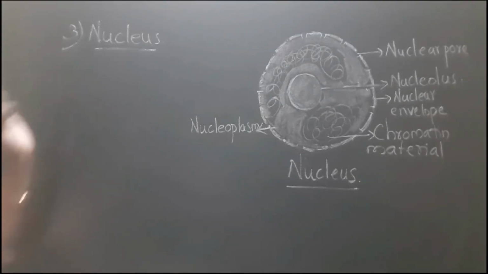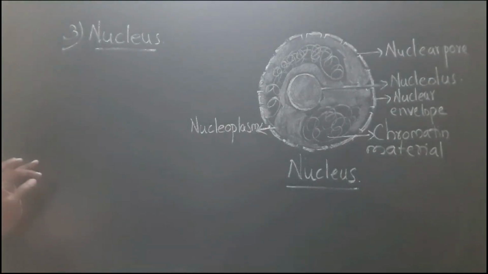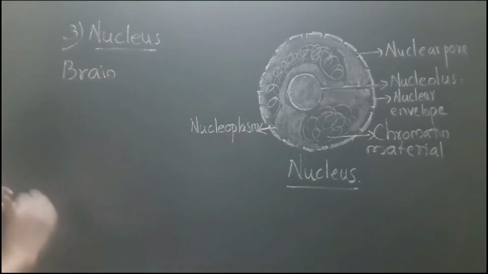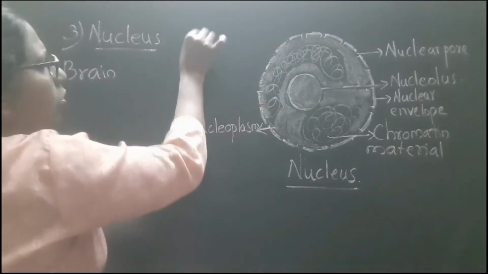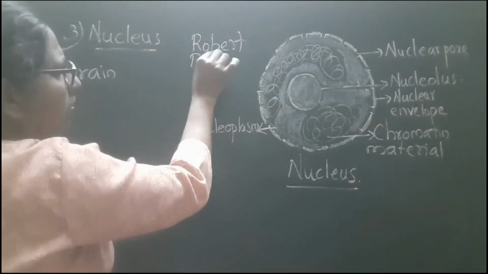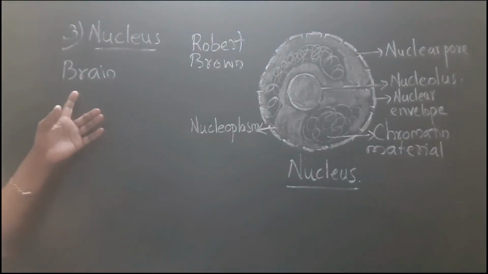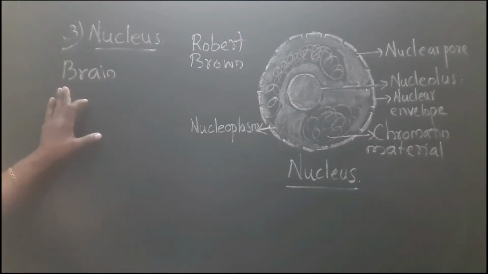Number 3, nucleus. This nucleus is the brain of a cell. It is discovered by Robert Brown. Who discovered the nucleus? Scientist Robert Brown discovered the nucleus. It is the brain of the cell.